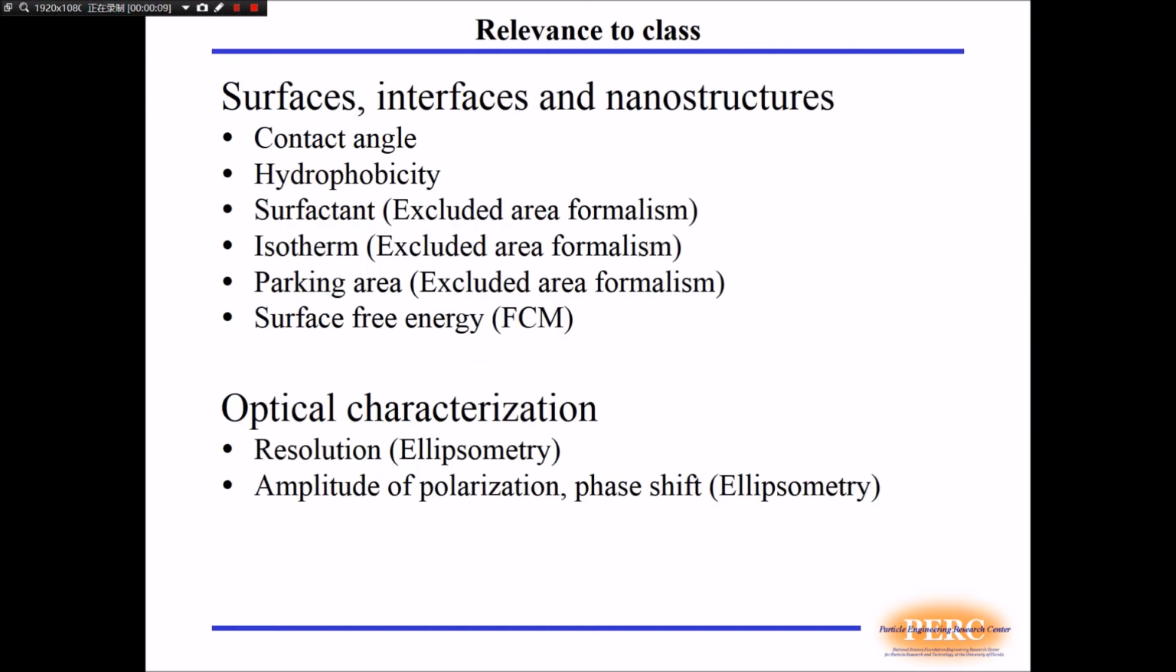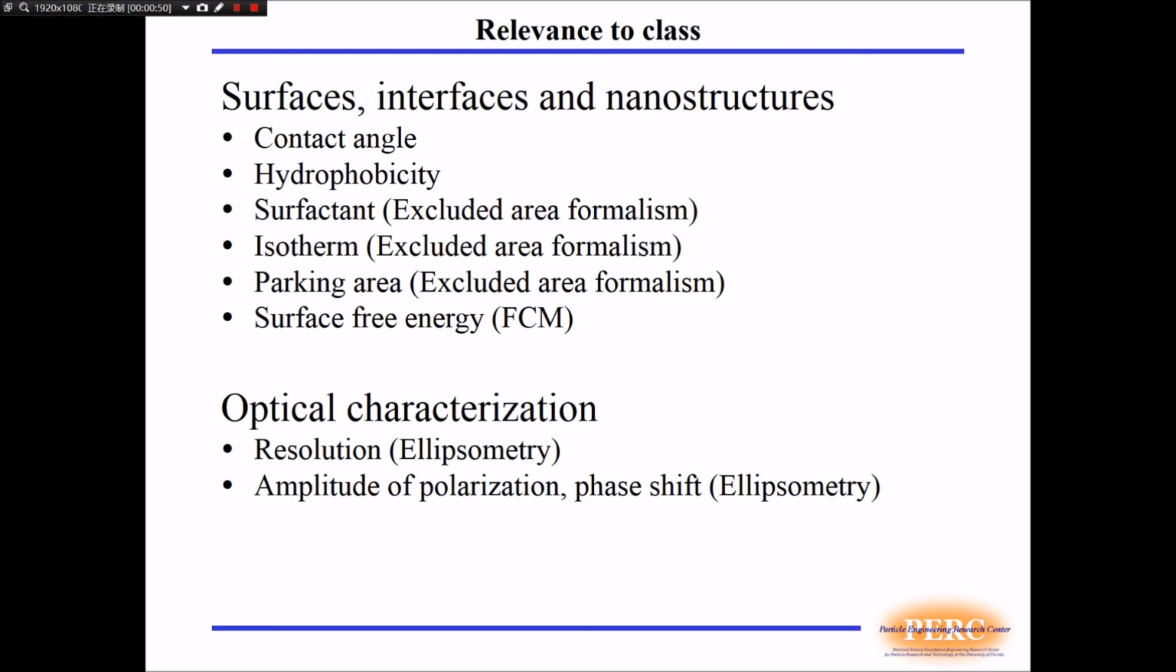In this presentation, all the 5 techniques covered are related to the first set of topics of the class: surfaces, interfaces, and nanostructures. They are all related to the concept of contact angle and hydrophobicity. Excluded area formalism involves using surfactant at the interface and reading pressure-area isotherm. The area shift is related to the parking area that was covered in Dr. Moldgill's lecture. The key to understanding the film caliper method is to realize that a surface free energy minimum is achieved when film thickness equals He.